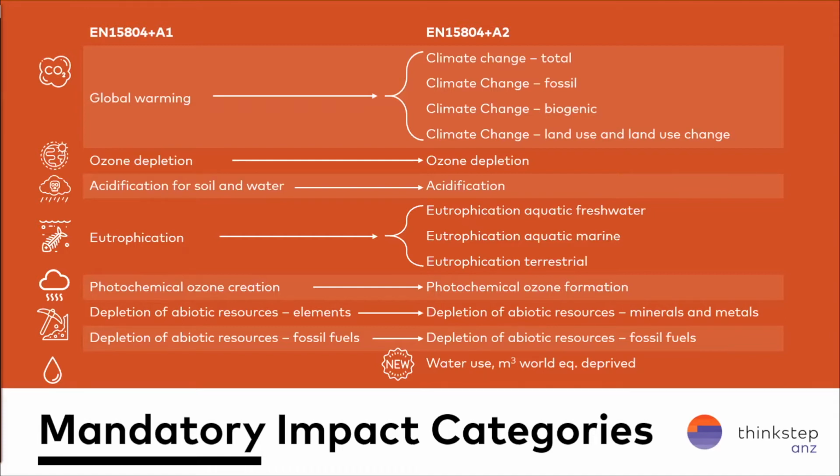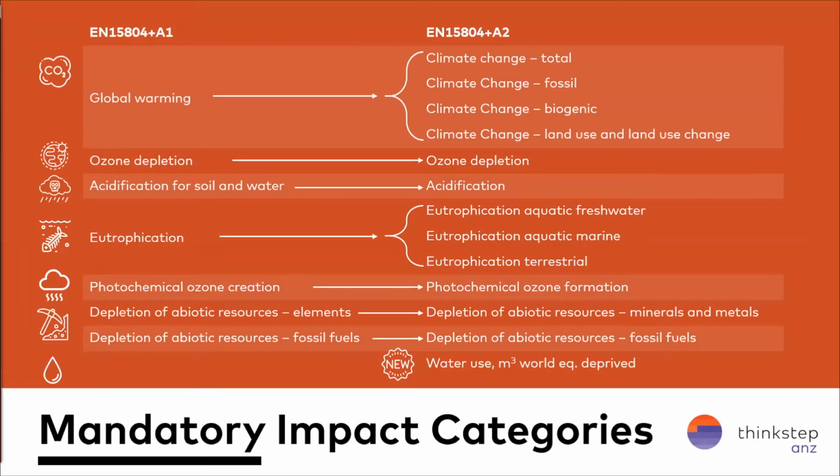Similarly, eutrophication is now split to look specifically at the impacts to freshwater, marine and terrestrial ecosystems. There's only one indicator, ozone depletion, which remains completely unchanged. All of the other indicators have different characterization methodology. That's the way that we calculate the results. And most of them have different units. That means that the results are not comparable to EN15804+A1.